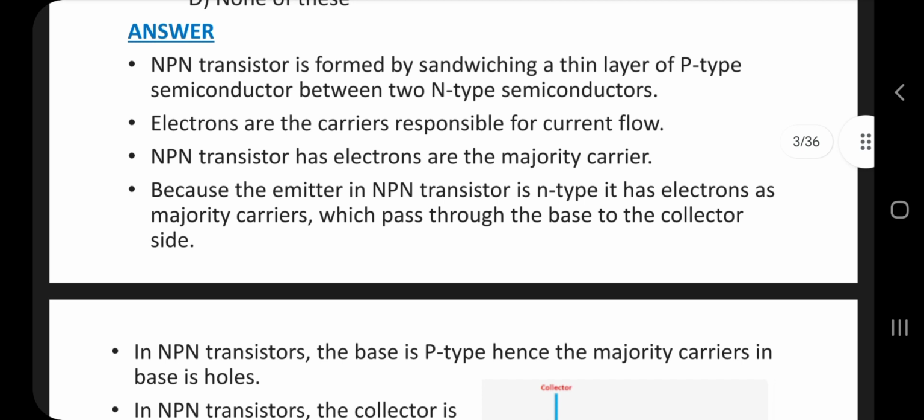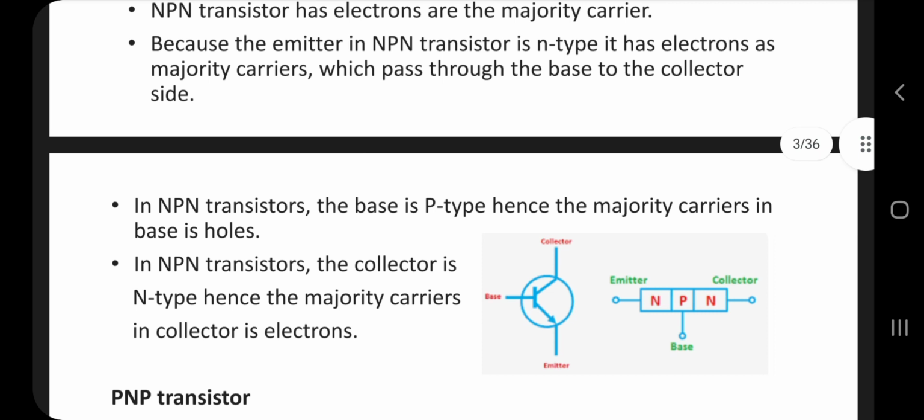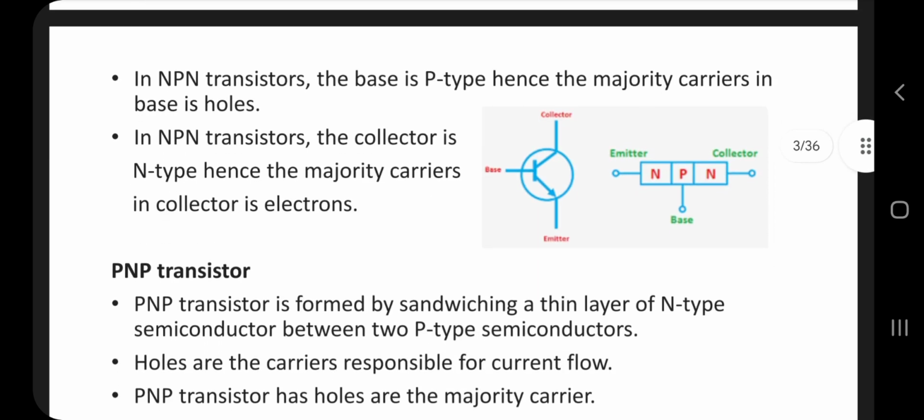In NPN transistors, the base is P-type, hence the majority carrier in the base is holes. In NPN transistors, the collector is N-type, hence the majority carrier in the collector is electrons. This is the symbol of the NPN transistor and this is the structure of the NPN transistor.